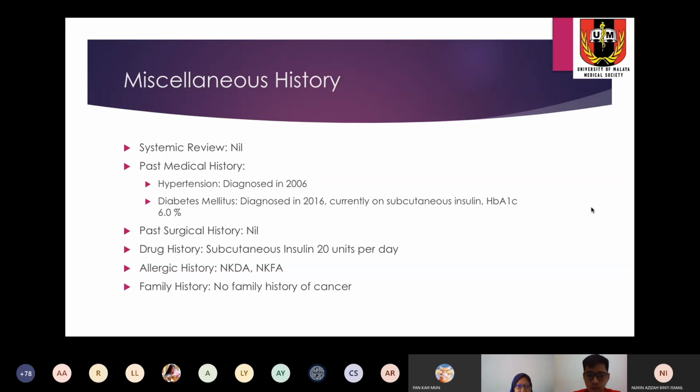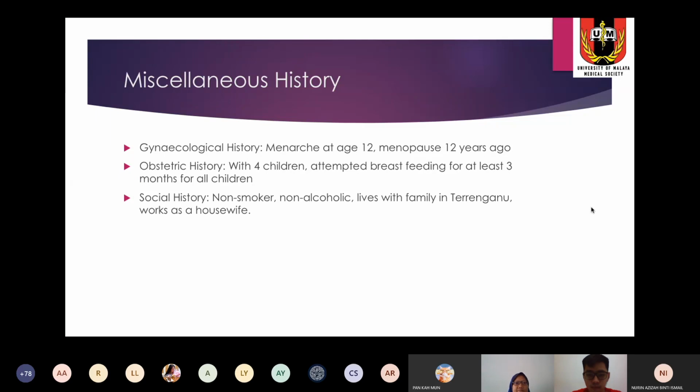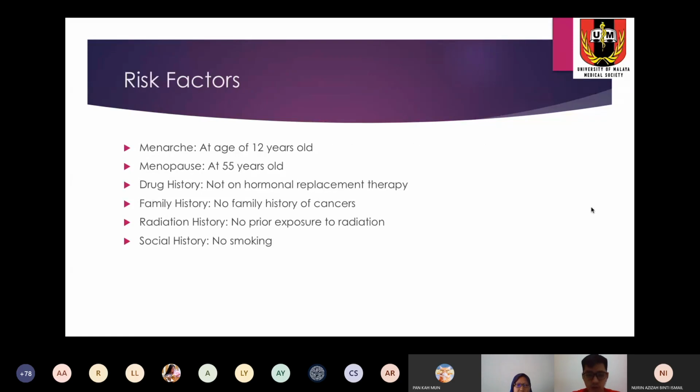So if there's nothing, we can move on. Okay. What else? I think that's all. Okay, so let's just move on. These are the risk factors that we already mentioned previously. So let's just move on.